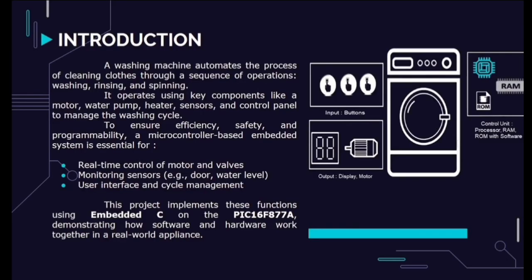Introduction. A washing machine automates the process of cleaning clothes through a sequence of operations: washing, rinsing, and spinning. It operates using components like a motor, water pump, heater, sensor, and control panel to manage the washing cycle. To ensure efficiency, safety, and programmability, a microcontroller based embedded system is essential for real time control of motor and valves, monitoring sensors for door, water levels, user interface, and cycle management.